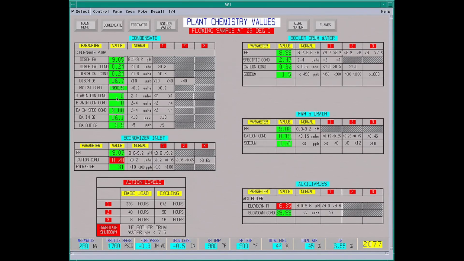Down here we have our amine control. We are injecting ammonium hydroxide, trying to maintain this range. You have your deaerator specific conductivity coming in. This is a measure of all the dissolved solids in the water.